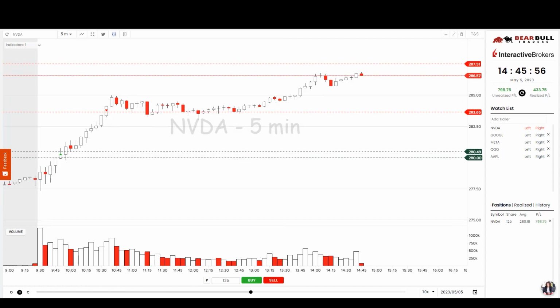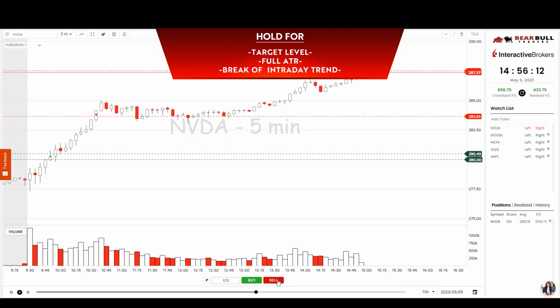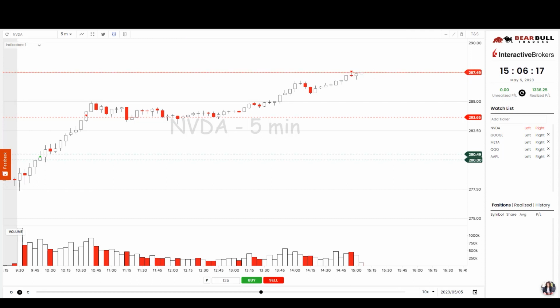We can then carry our position until one of the following occurs. The final resistance target is reached, the stock reaches its full ATR for the day, or the intraday trend is broken. This strategy is a great strategy for training our eyes to see the bigger picture and practicing to hold for larger moves.